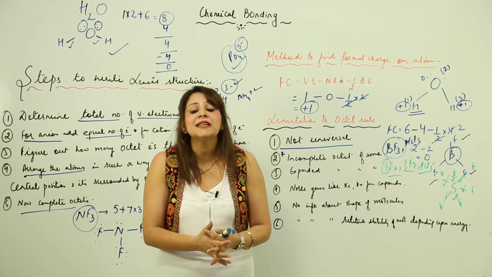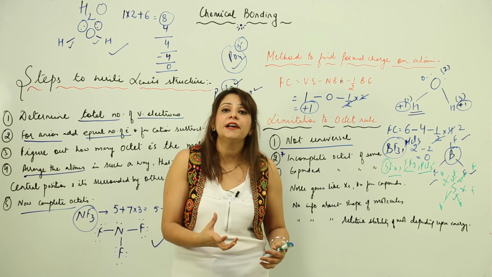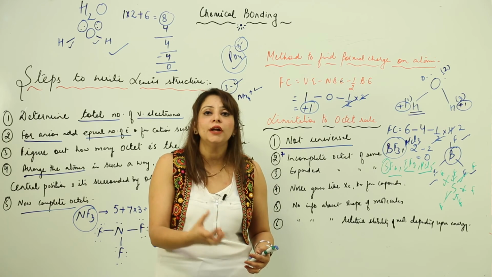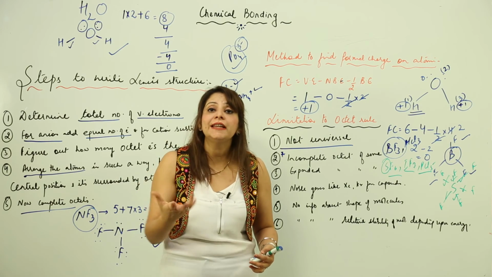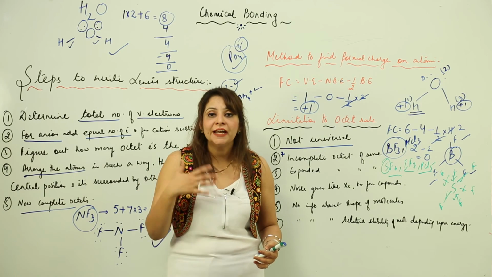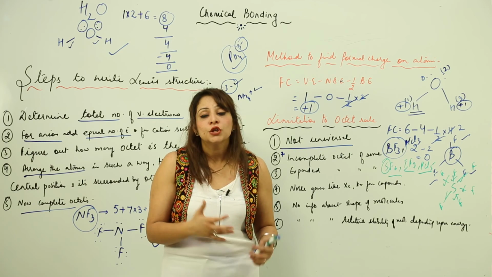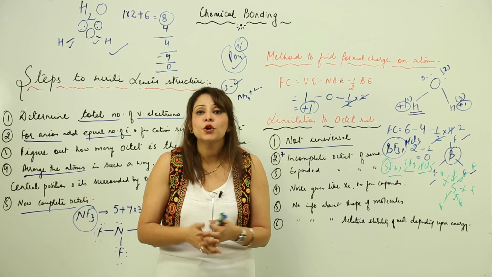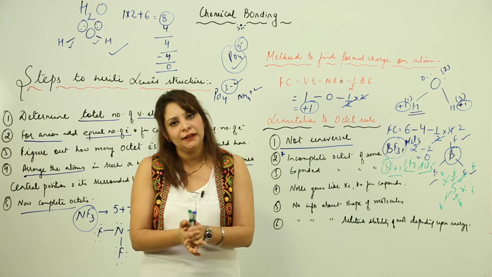But in the case of noble gases, they possess 8 electrons. Although they possess 8 electrons, there are still noble gases like xenon and krypton whose compounds we get to see also. That means they are also combining with other atoms. So what is the reason behind that? The octet rule actually failed to explain that.